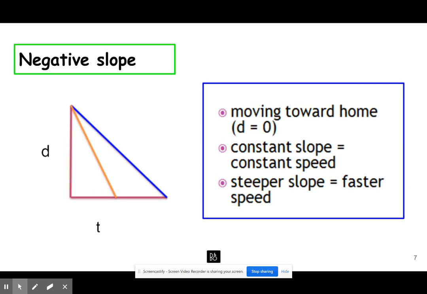Now negative slope is moving towards home, so moving down there. Constant slope again is still a constant speed. The steeper the slope, the faster the speed. So this time, our orange line here is steeper, so it's going to have a faster speed than our blue line.